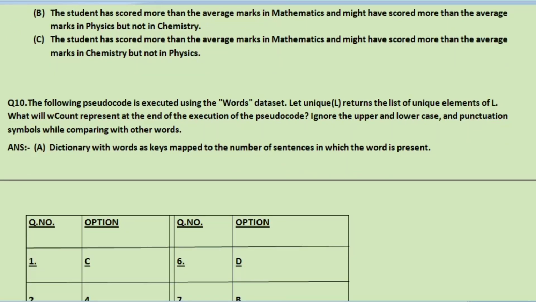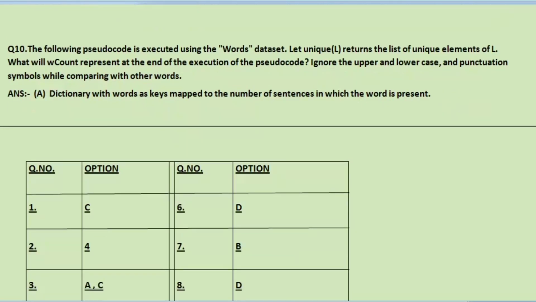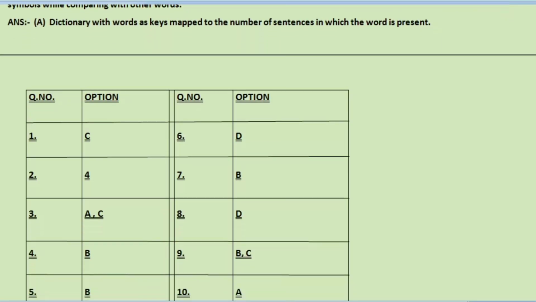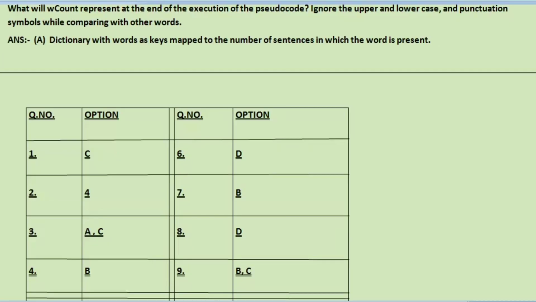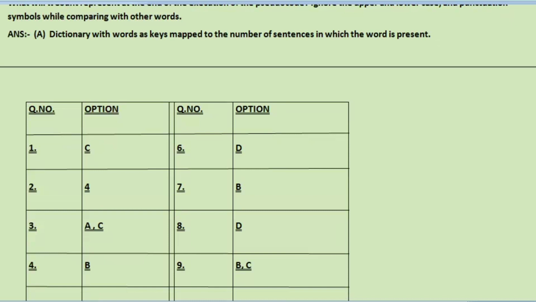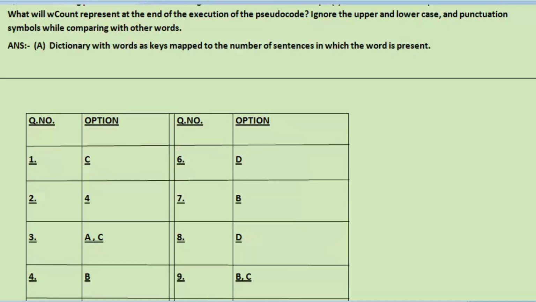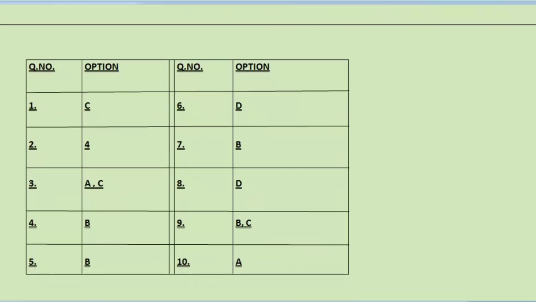Question 10 is, the following pseudocode is executed using the words dataset. Let unique L return the list of unique elements of L. What will W count represent at the end of execution? And we have to ignore the uppercase and lowercase. So option A, which states the dictionary with words as key mapped to the number of sentences, will be the correct answer.